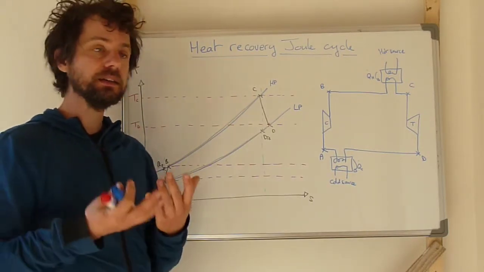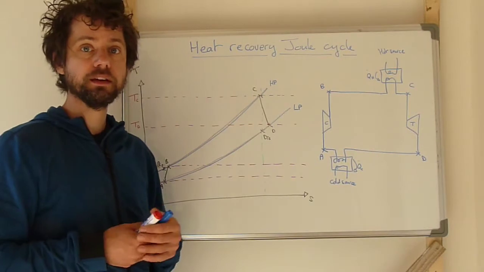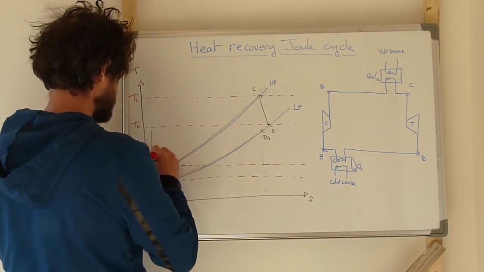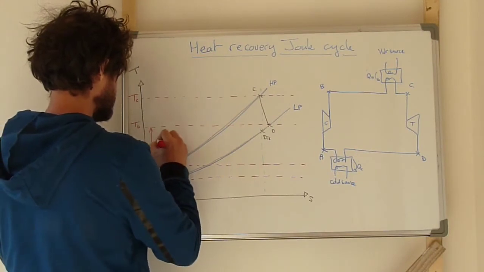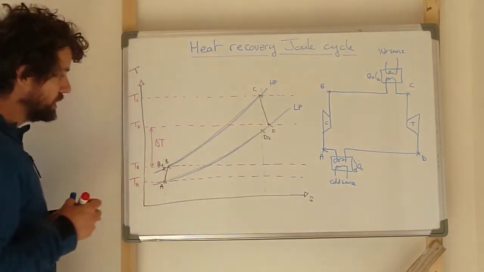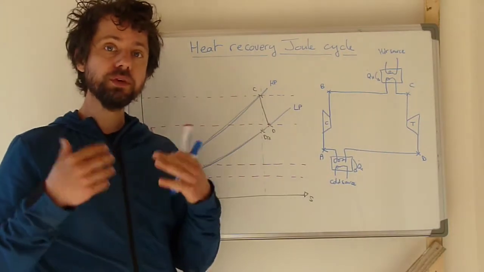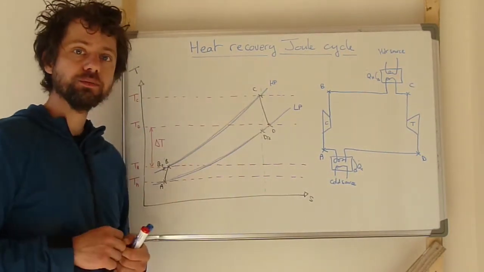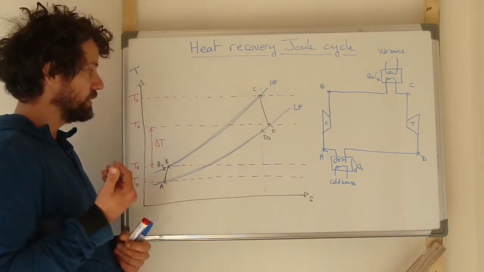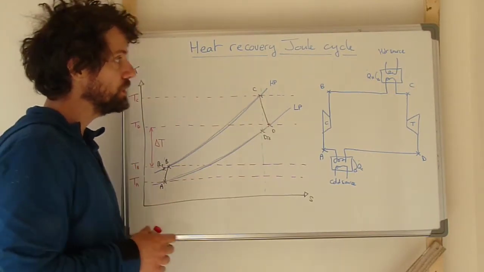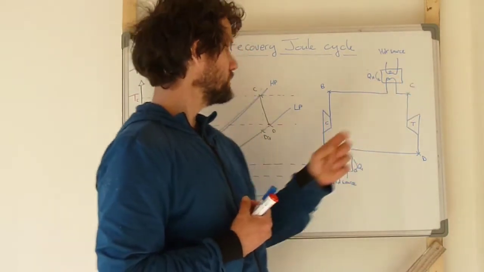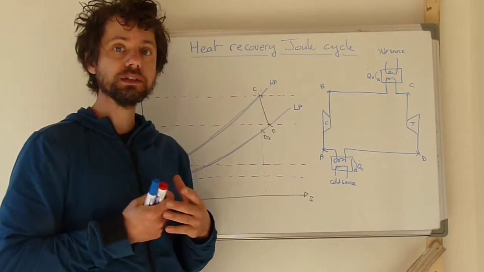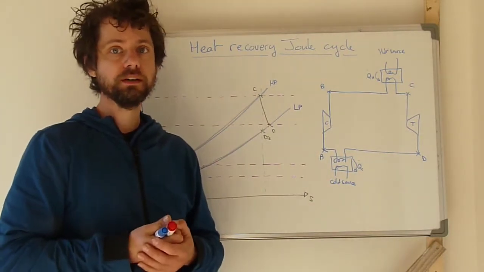So the idea of the heat recovery Joule cycle is to use this available temperature difference, so this delta T between point B and point D, in order to preheat the gas at the outlet of the compressor before exchanging heat with the hot source, because this heat that needs to be provided from the hot source is what we need to pay to run this cycle.